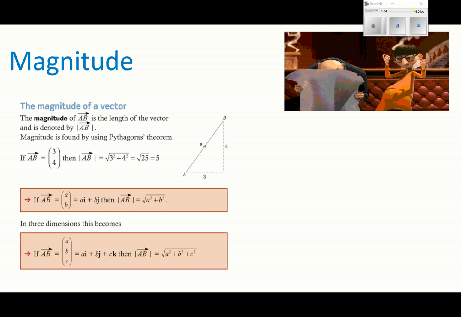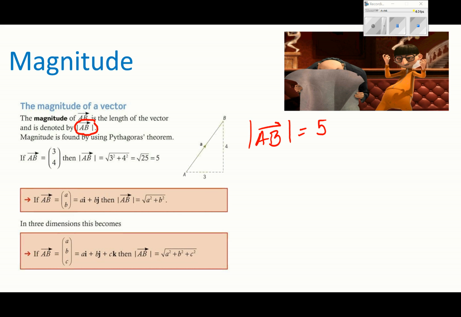Now, magnitude. This is a big deal to go along with vectors. The magnitude of AB is the length of the vector, and we denote that with what looks like absolute value bars around it. Whenever you see what looks to be absolute value bars, it's talking about magnitude. To find the magnitude of AB, all it is is using the Pythagorean theorem. We take the square root of 3 squared plus 4 squared, which is the square root of 25, which ends up being 5. So the magnitude of vector AB is 5.